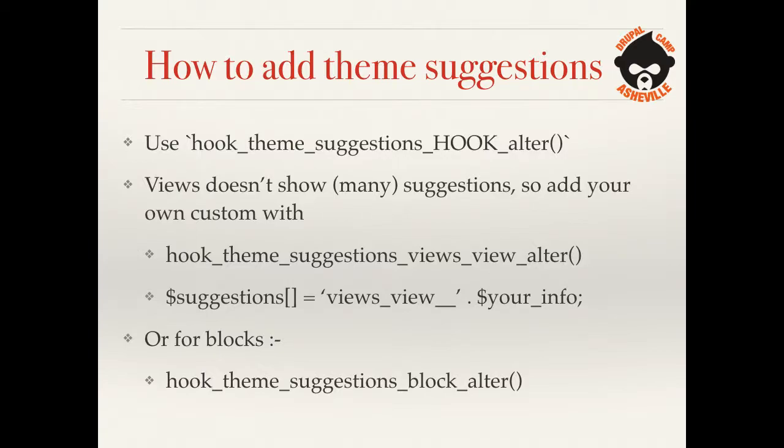So you can alter your suggestions. Views doesn't show many suggestions, so in this case it's hook theme suggestions views alter. And that hook will be views view. And if you inspect a view, you'll see it'll say views view. Frequently what I do is put the suggestion views view, single underscore, double underscore, then whatever information you want to put in for your view. You'll do this a lot to views because it's very basic. It doesn't give you a list of 4 or 5, it gives you 2. And one of them has a hash in it, which is entirely useless. Similarly, if you want to do a suggestion for a block, hook theme suggestions block alter, because that's it.